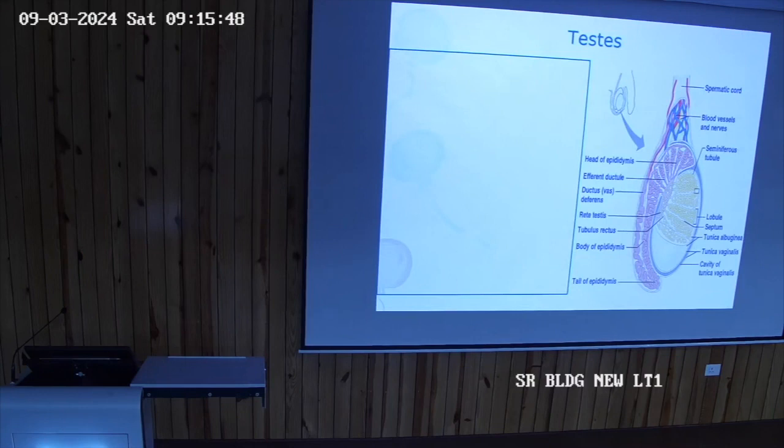Then the structure of testes. The testis is present in a sac derived from the peritoneum, which comes along with it during the descent, which is the tunica vaginalis. Then the inner capsule is the tunica albuginea. Posteriorly, this tunica albuginea is thickened and it forms the mediastinum testis.